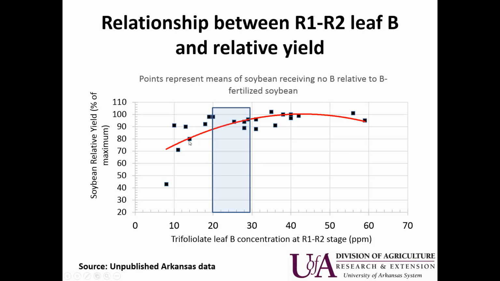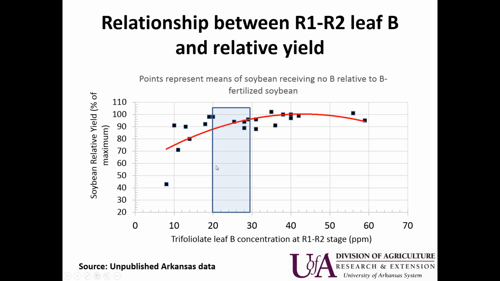So in Arkansas, in all the trials where we have collected leaf tissue at the R1, R2 growth stage, this is kind of what the relationship looks like. This is the relative yield of the untreated check, meaning plants that received no boron. This particular trial where I'm pointing produced only 45% of the maximum yield produced by a plot that received boron.